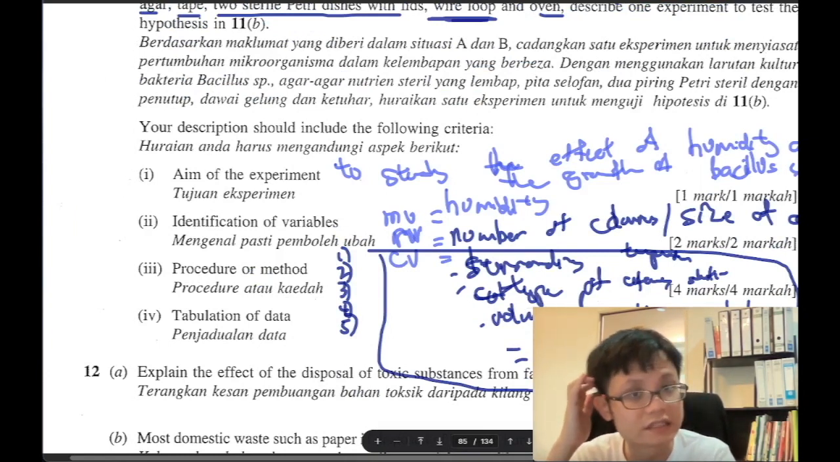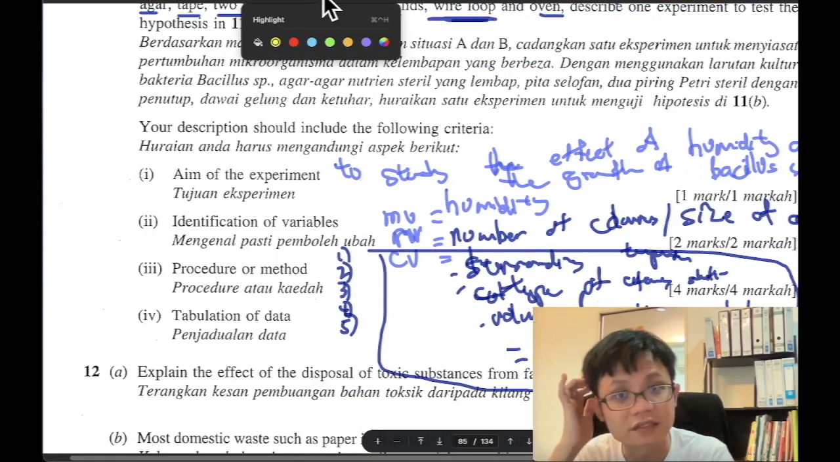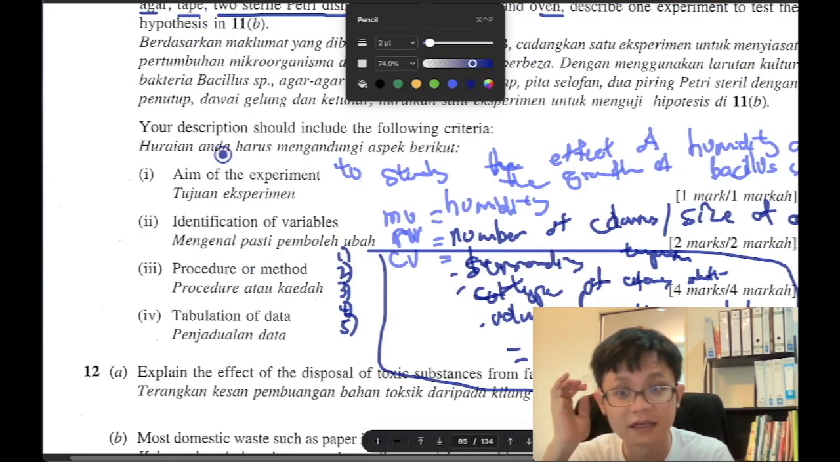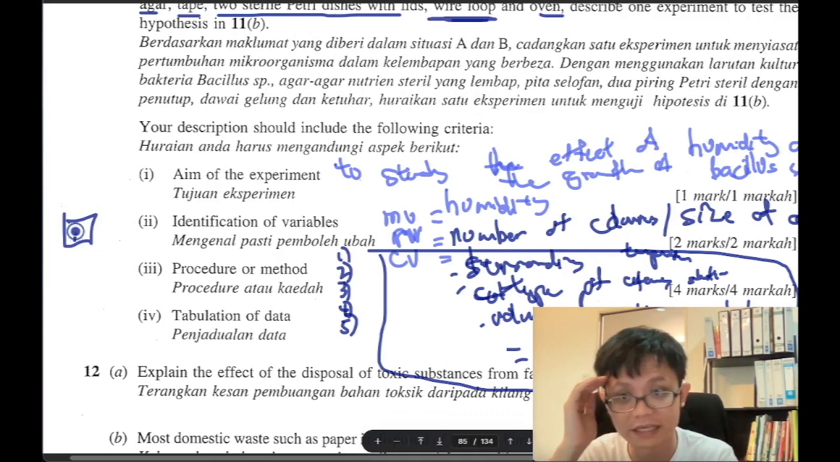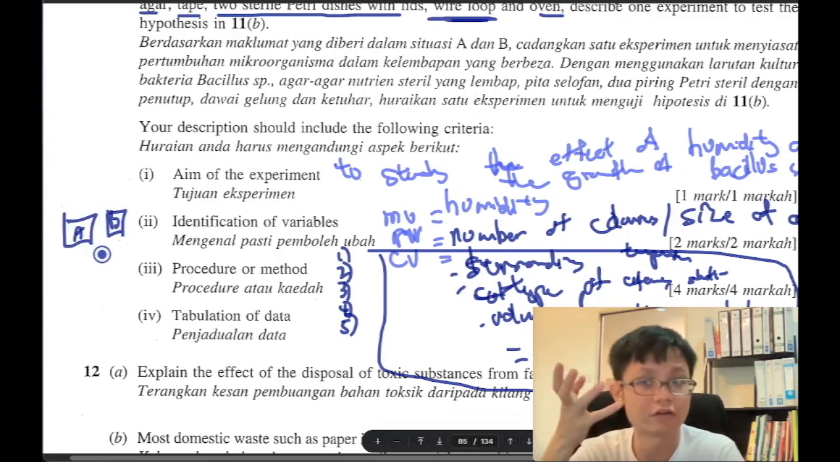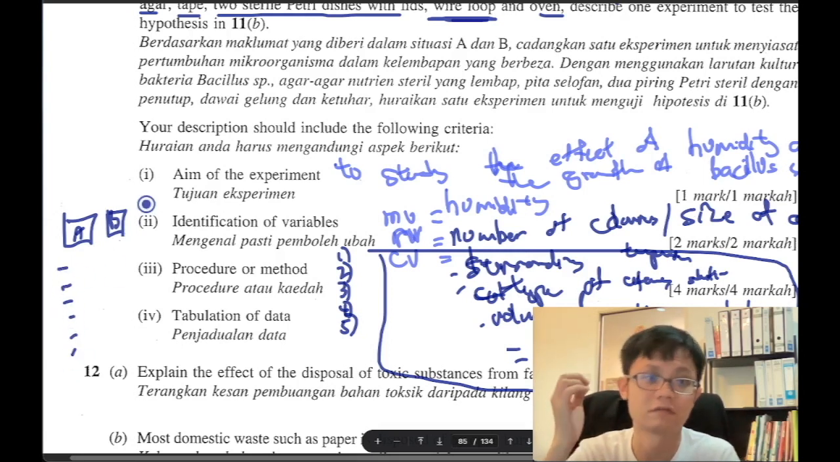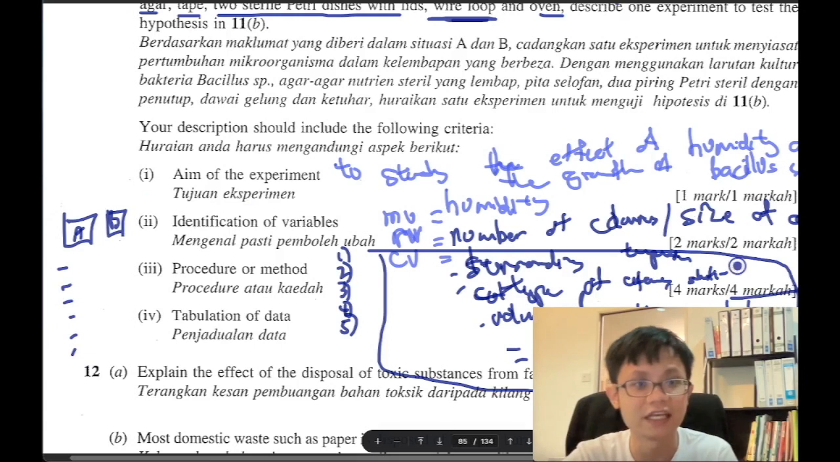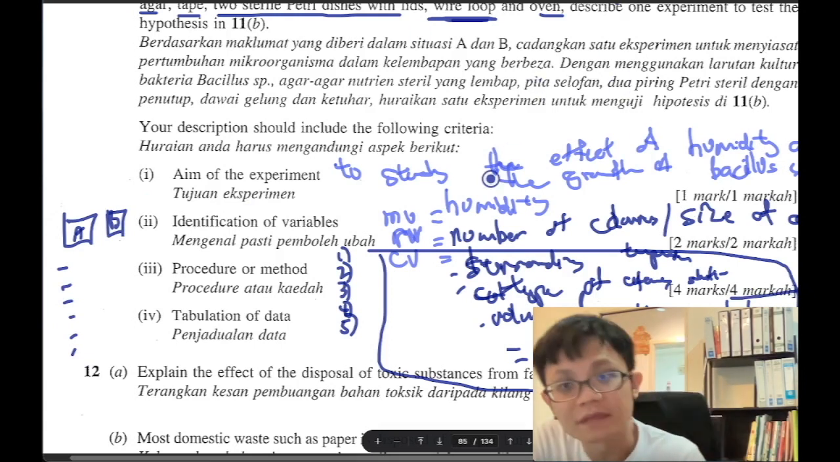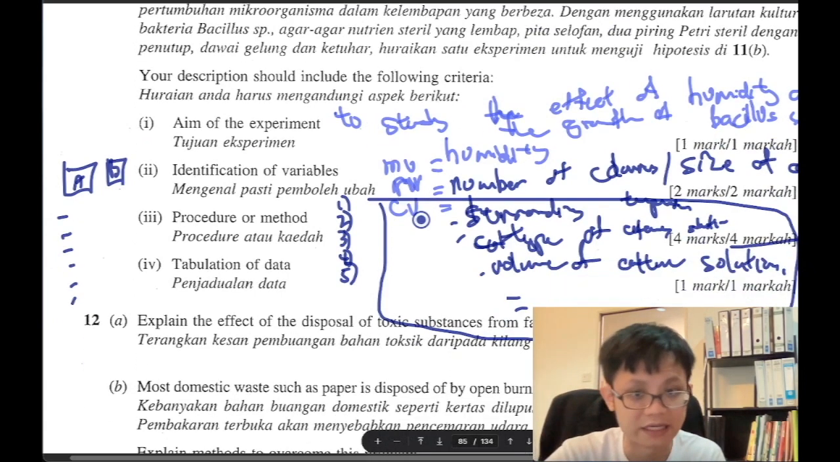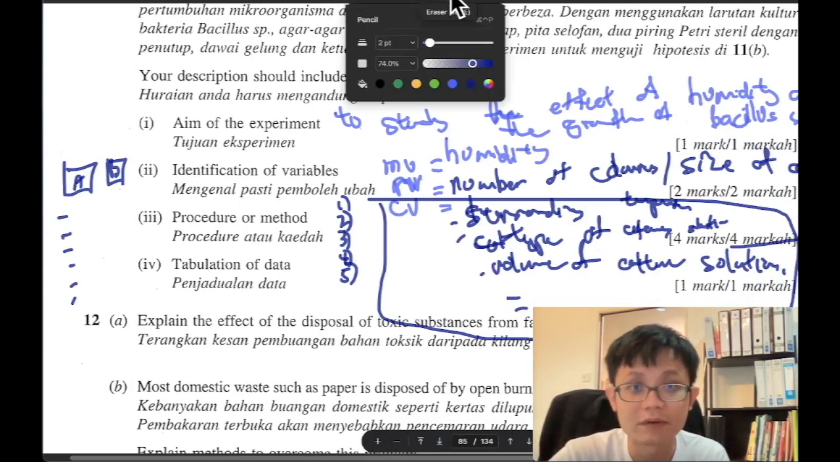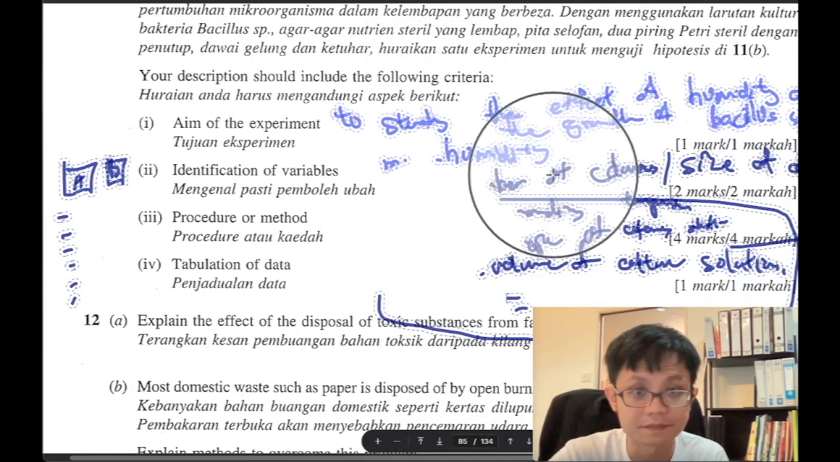One thing to do is to imagine an image in your mind of what you want to do. There is A and B. A has more humidity, B doesn't, then you just explain the picture. There are only 4 marks here, so explain it, try your best, and you should be able to get the answer. And now is the time for tabulation of data.